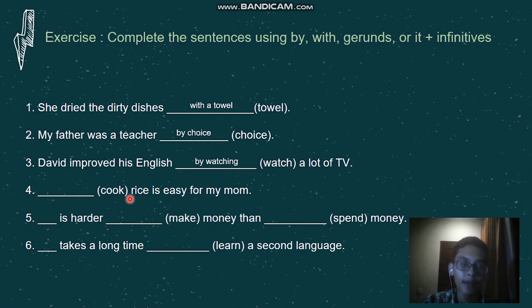Fourth, blank cook rice is easy for my mom. Here, this is the subject and this is a verb, so we will be using it as a gerund as the subject. So, cooking rice is easy for my mom.